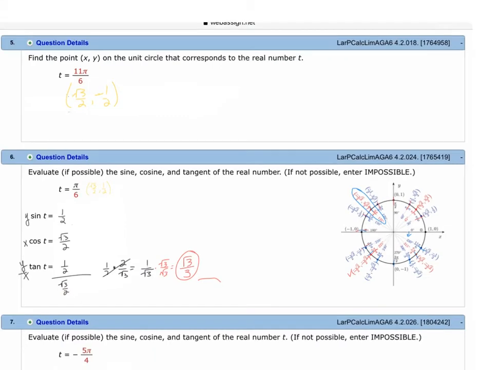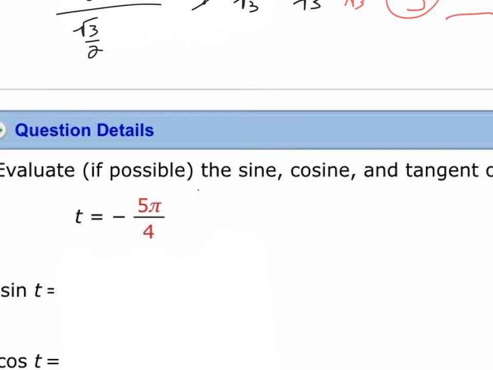Negative root 2 over 2, positive root 2 over 2. That negative sign tells you the direction to go from your initial side.